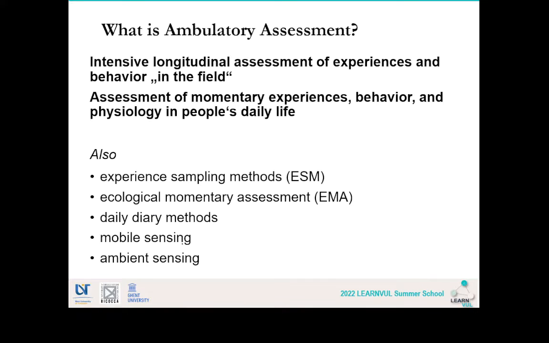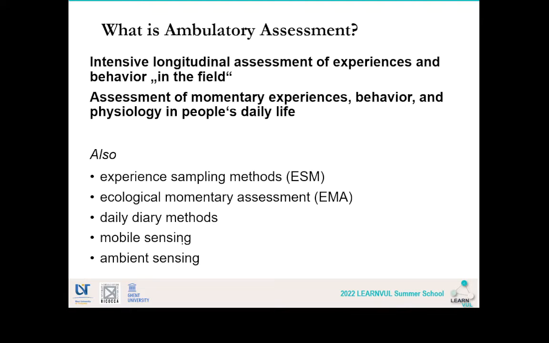So you have different names for the same thing. Sometimes some details can vary, but mainly intensive longitudinal data, or experience sampling, or ecological momentary assessment, or daily diary, which is different, mobile sensing, ambient sensing. It's all referring to the fact that you're going to collect data in an intensive way.